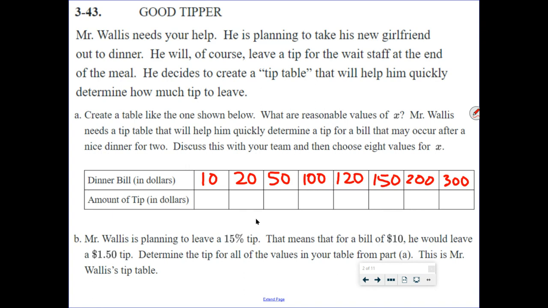Letter B, Mr. Wallace is planning on leaving a 15% tip. That means for a $10 bill, he would leave a $1.50 tip. Oh man, I already kind of gave you the first value, $1.50 tip. Determine the tip for all the values in your table for part A. This is Mr. Wallace's tip table.